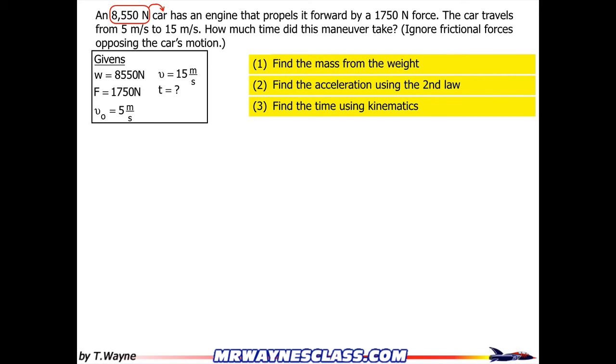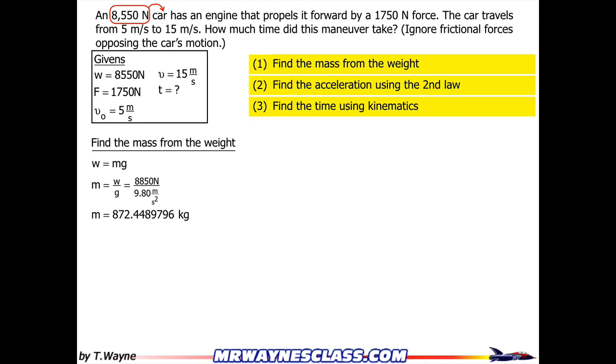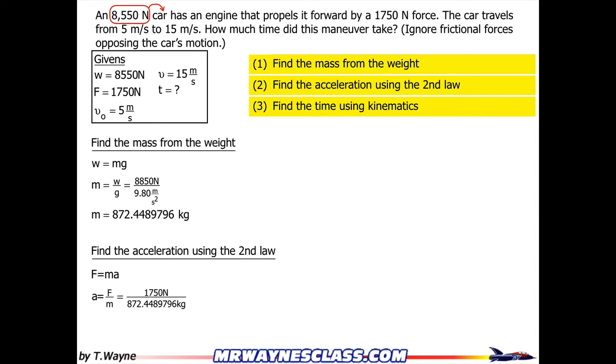The first thing I'm going to do is find the mass from the weight. W is equal to mg. Isolate the mass: W over g is equal to 8,850 newtons divided by 9.8 meters per second squared. Find the mass, storing it in my calculator with all the decimal places. Next step in my process, I'm going to find the acceleration from the second law. F equals ma, isolate a, a equals F over m, and that's 1,750 newtons divided by 872, et cetera, kilograms. Find the acceleration, 2.0058 47953 meters per second squared. Again, storing it in my calculator, keeping all my decimal places.